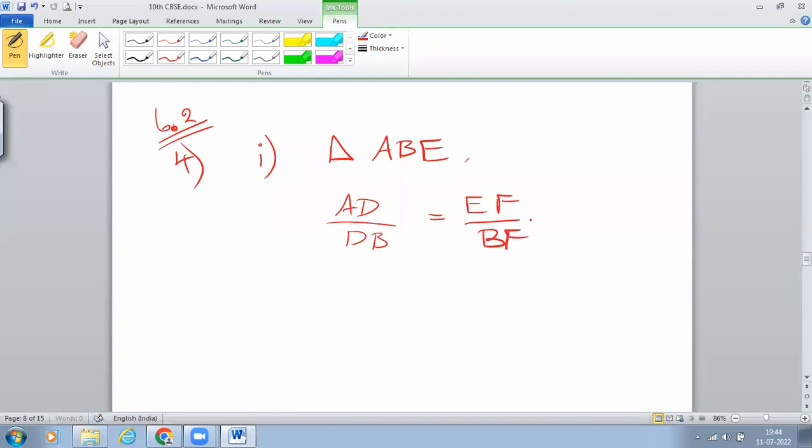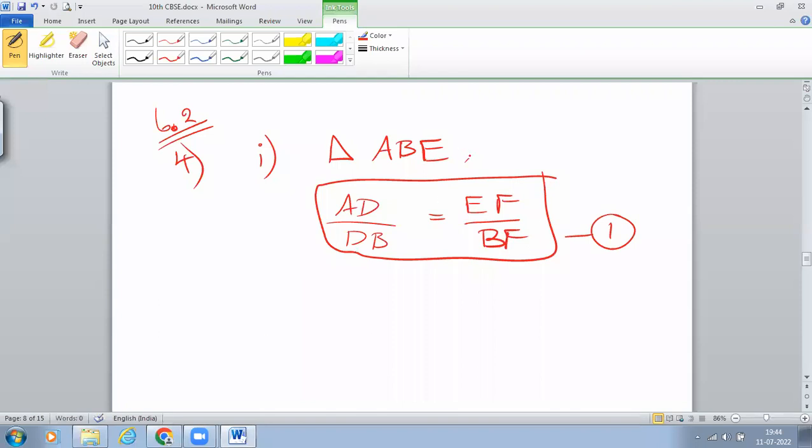So you'll get this in triangle ABE. This is equation number 1. By which theorem? Thales theorem. In this triangle use Thales theorem. That's it. You'll get it like this, because in this triangle DF is parallel to AE, as given in the question.